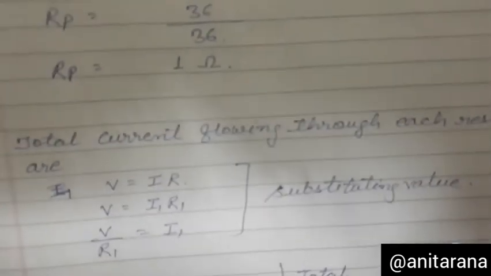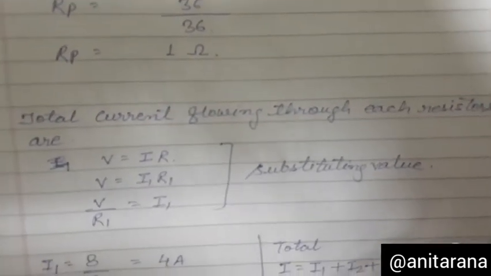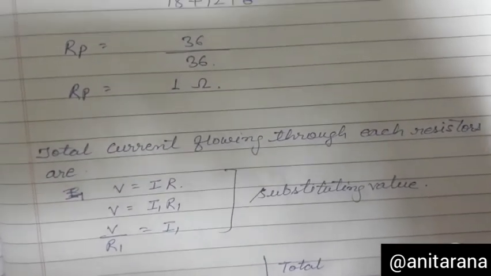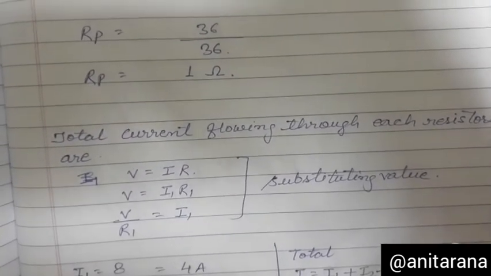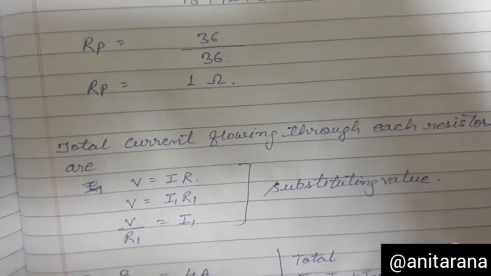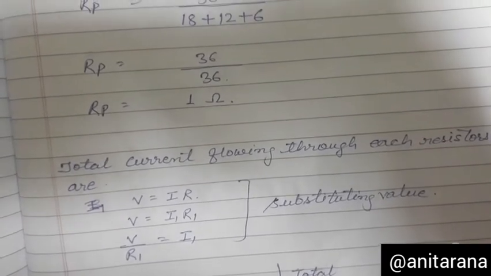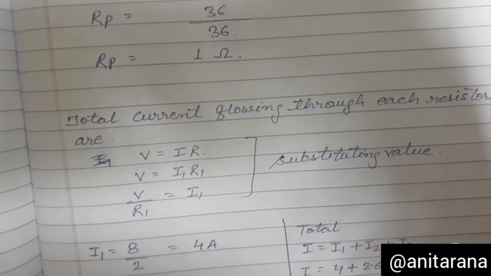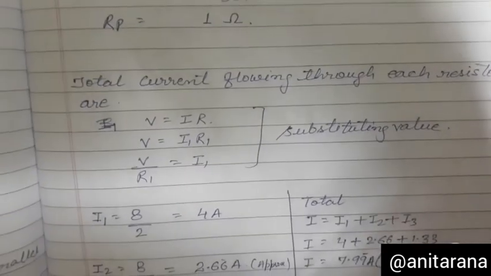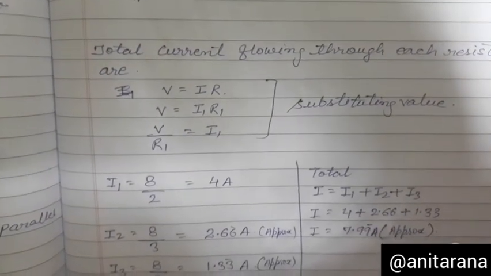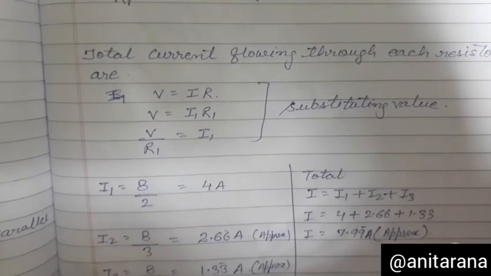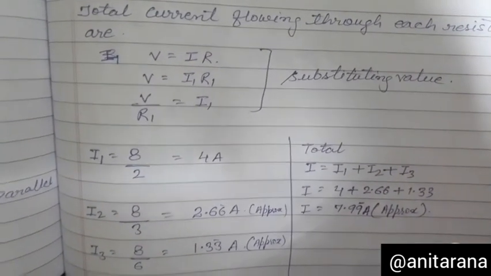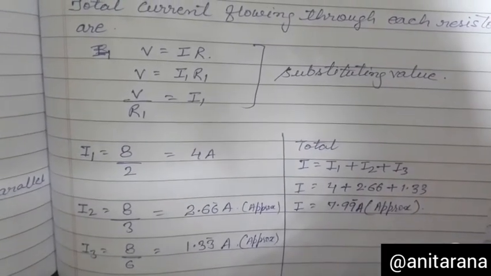Now how will we calculate the current flowing through each resistor? Use the formula V is equal to IR. V is equal to I1R1, so V upon R1 is equal to I1. Substituting the values, I1 is equal to 8 upon 2, so 4 ampere. I2 is equal to 8 upon 3, which is 2.66 ampere, and I3 is equal to 8 by 6, which is 1.33 ampere.